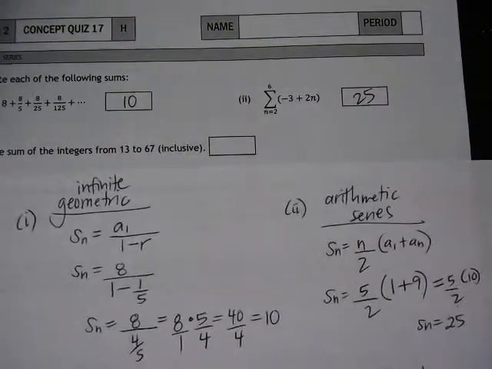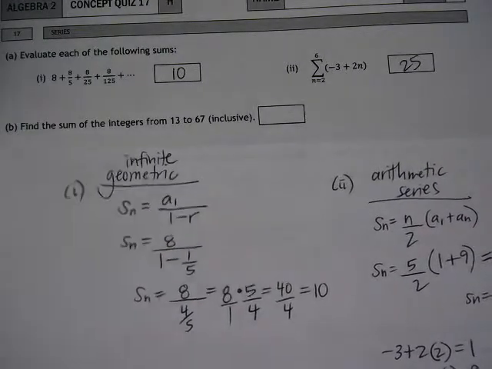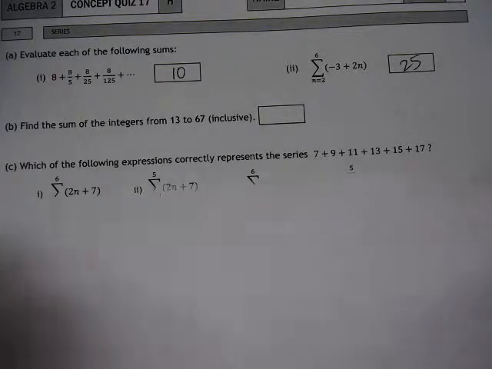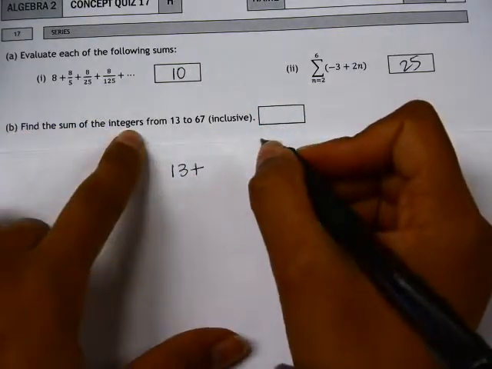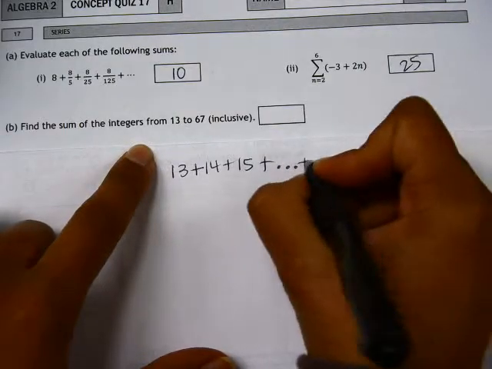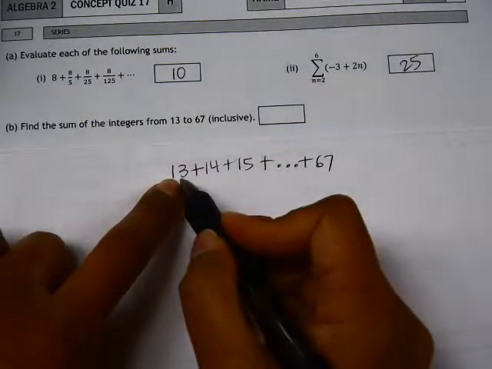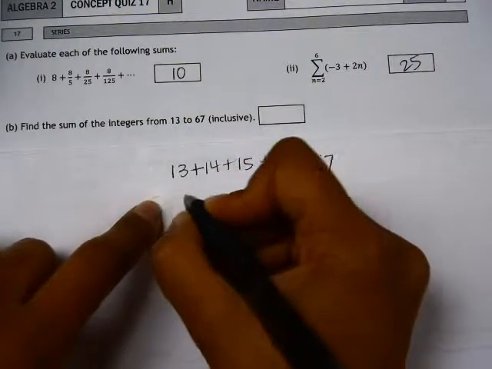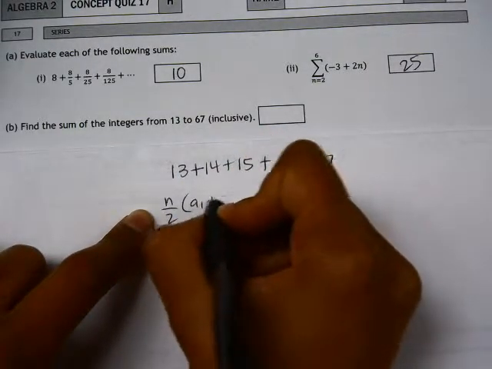Okay, the next problem is asking us to find the sum of the integers from 13 to 67, inclusive. That means all of the numbers, or all of the integers between 13 and 67, including the 13 and the 67. So we know that since we're just adding 1 each time in this series, it's an arithmetic series, so I'm going to use the same formula that we used on number 2, n over 2 a sub 1 plus a sub n.